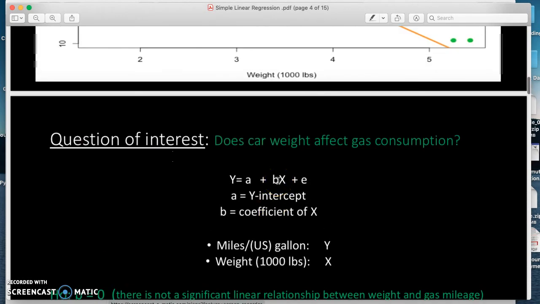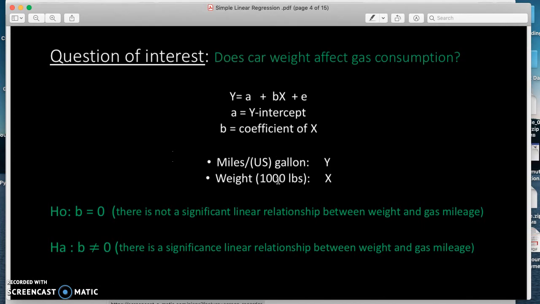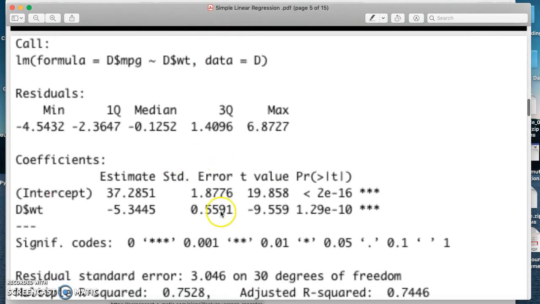In this case, based on our findings, we conclude that the weight of the car indeed has a huge impact on the car's fuel consumption. So that's it for this video. The next one will be basically trying to get this result with R.